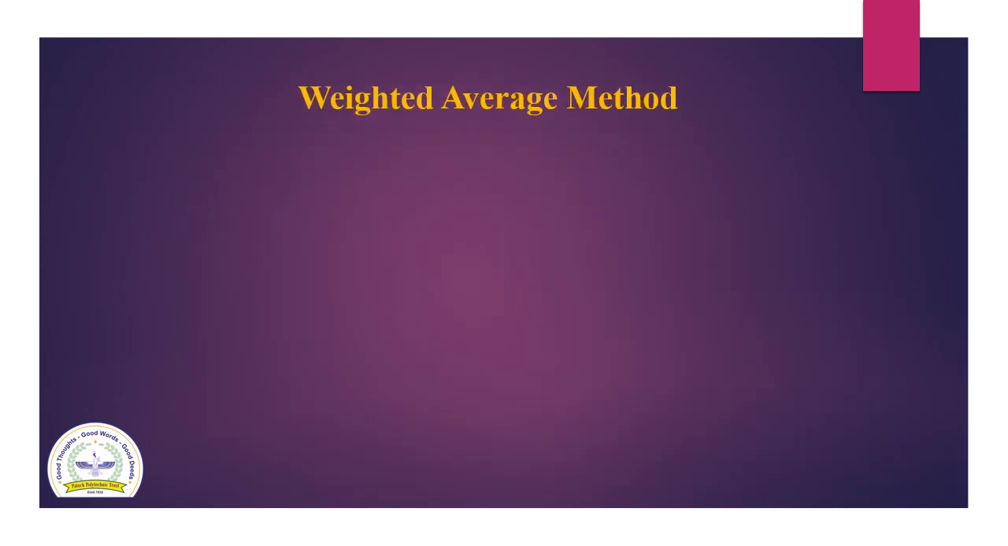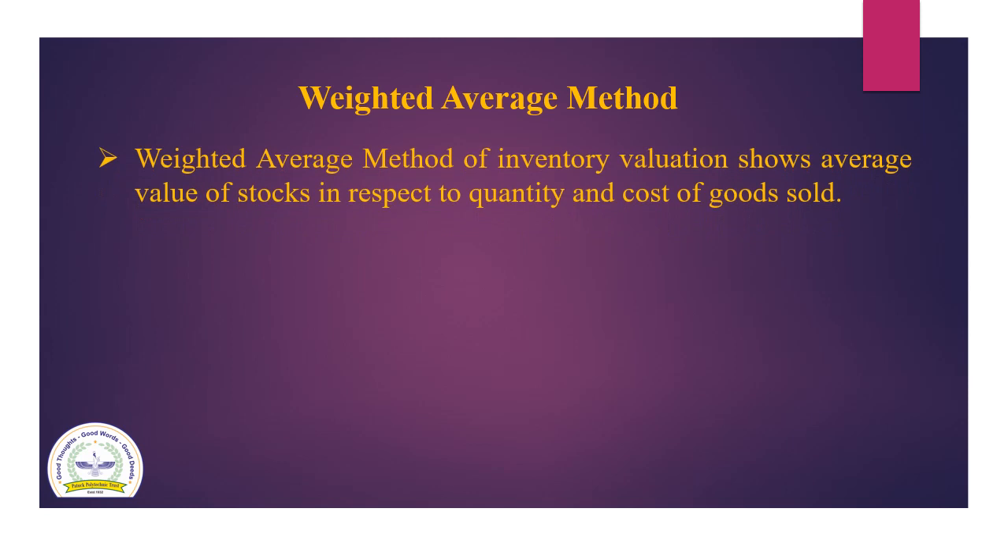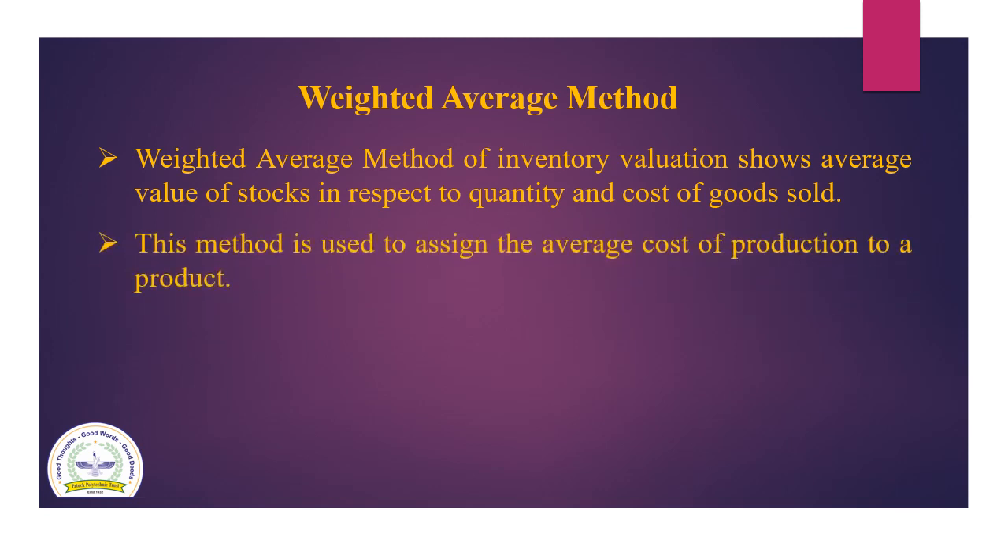Moving ahead towards the weighted average method, let us see what the weighted average method says. The weighted average method of inventory valuation shows the average value of stock with respect to quantity and cost of goods sold. This method is used to assign the average cost of production to a product.